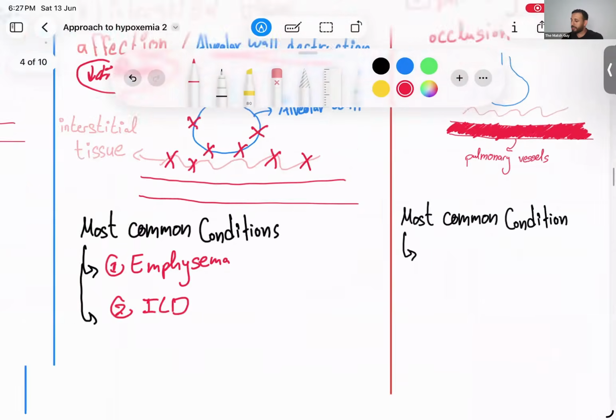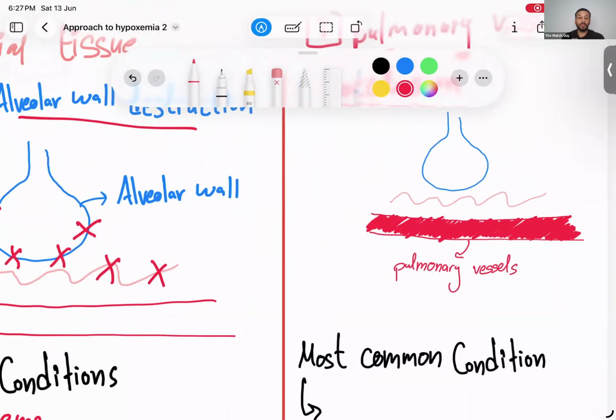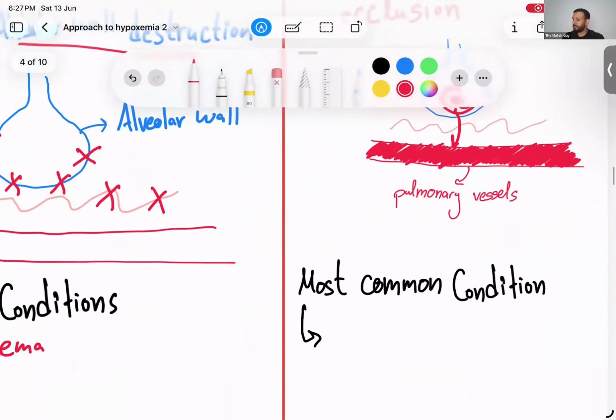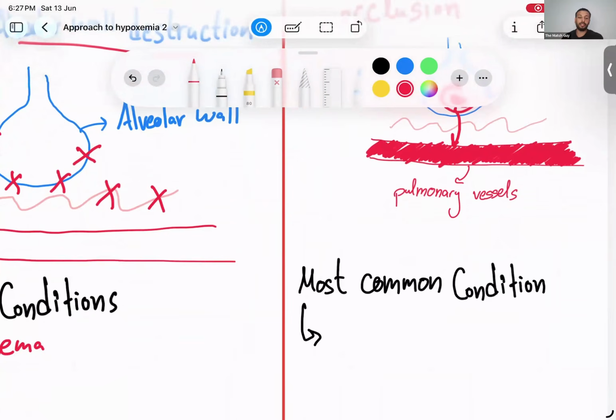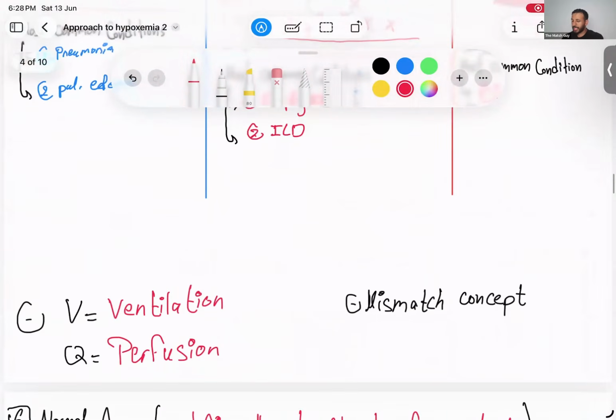Okay? And the last one, affection of the pulmonary vessels. When the pulmonary vessels are affected, they are occluded. So even though there is oxygen in the alveolus, it cannot be transferred to the pulmonary vessels because the pulmonary vessels are occluded. What is the most common condition for doing this? Yes, most of you guys answered it even before saying it. Pulmonary embolism.